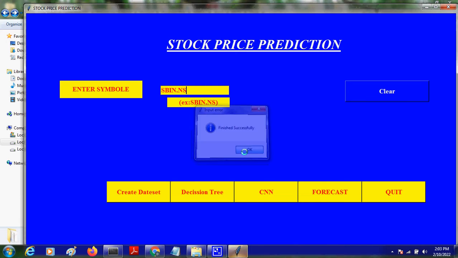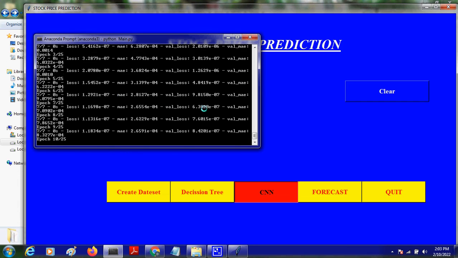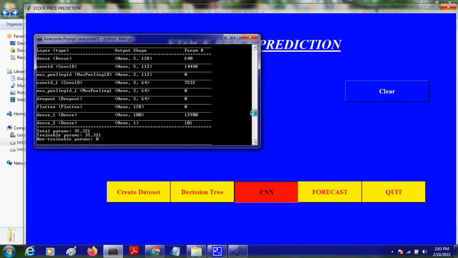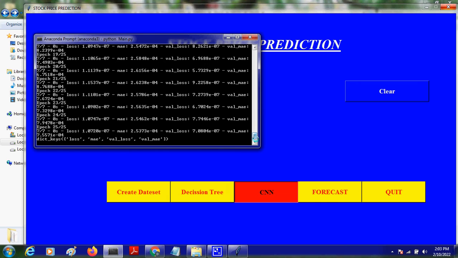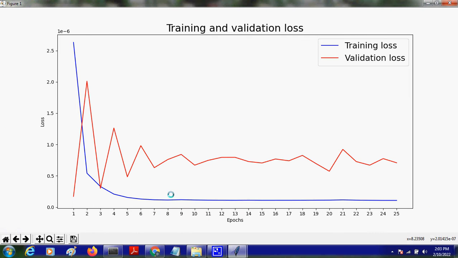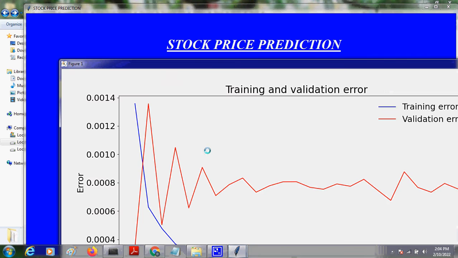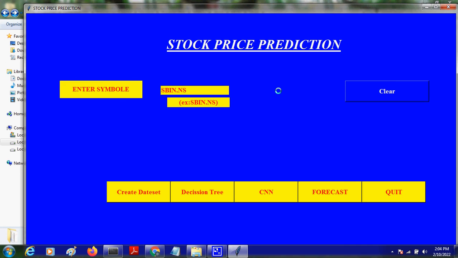Other accuracy metrics are found. For CNN we are using 25 epochs. So this is the CNN model we are running. And this is the training and validation loss for epochs 1 to 25. And this is the training and validation error in epochs 1 to 25.